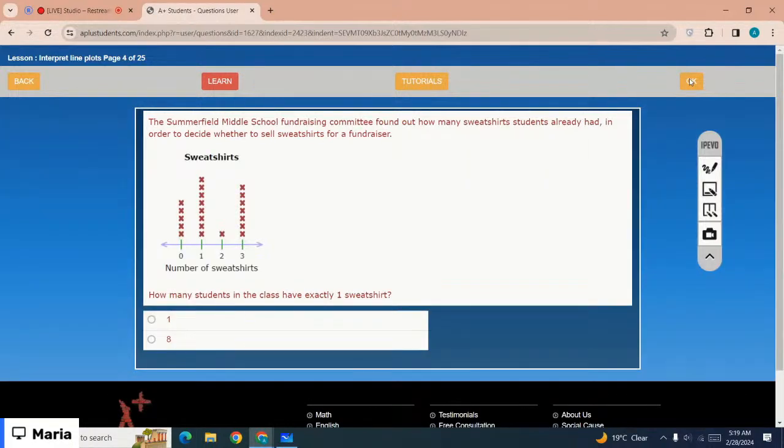The Summerfield Middle School fundraising committee found out how many sweatshirts students already had in order to decide whether to sell sweatshirts for a fundraiser. How many students in the class have exactly one sweatshirt? So you need to count the students who have exactly one sweatshirt, right? So here is the number of sweatshirts. Here is the number one. Count all the x, right? So the correct option is 8. That means 8 of the students have exactly one sweatshirt.